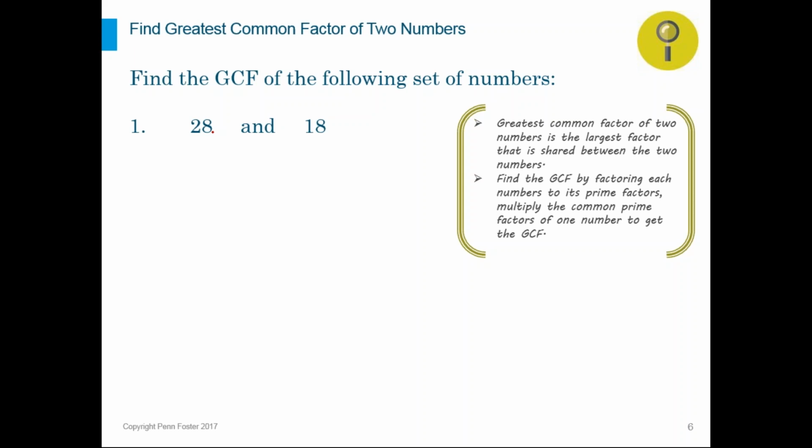Our job is to break down each number, 28 and 18, into its prime factors, and then find the common, shared prime factors between 28 and 18. These would be the greatest common factor. We multiply them together and that gives us the one greatest common factor between 28 and 18. Let's do that together using math instead of just speaking about it.